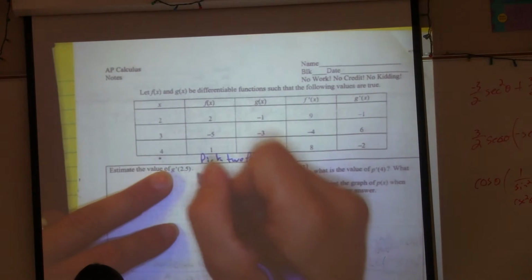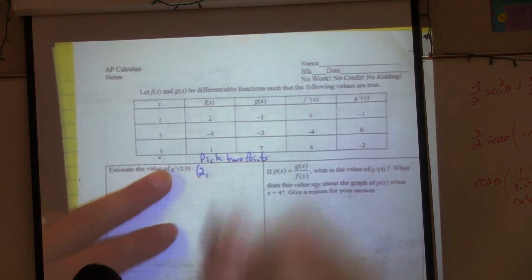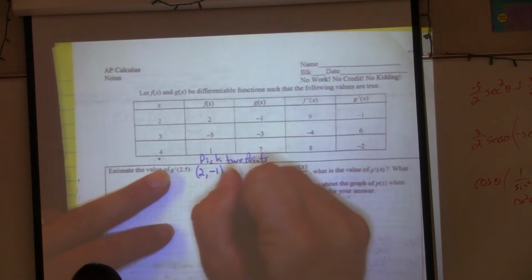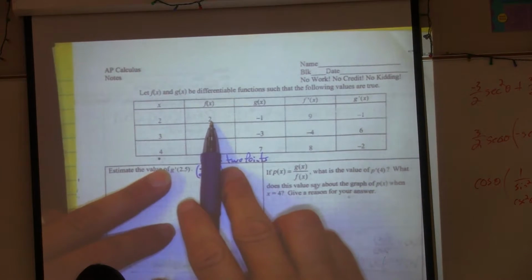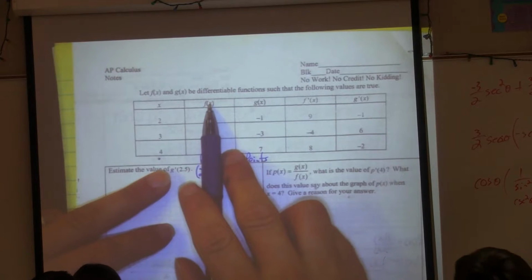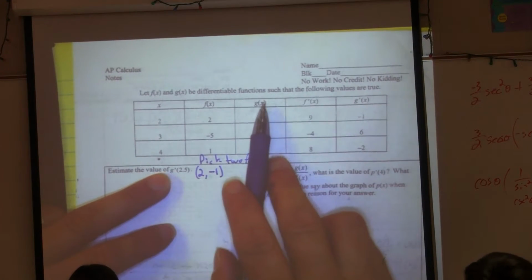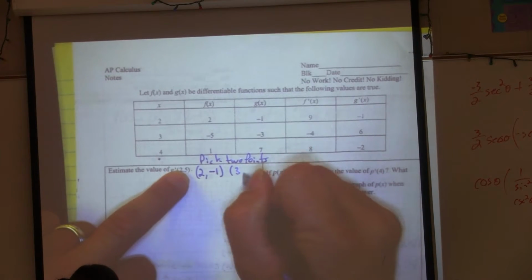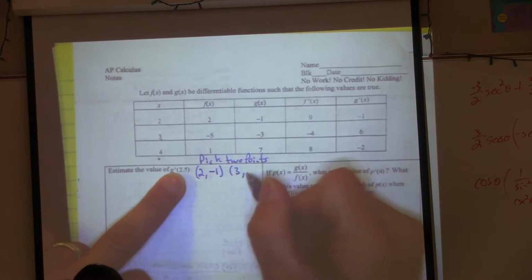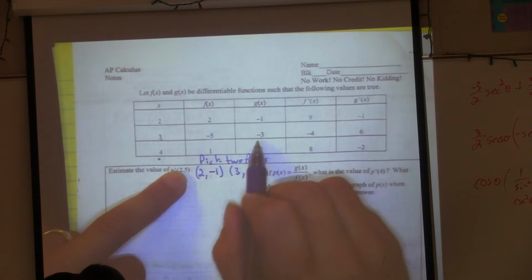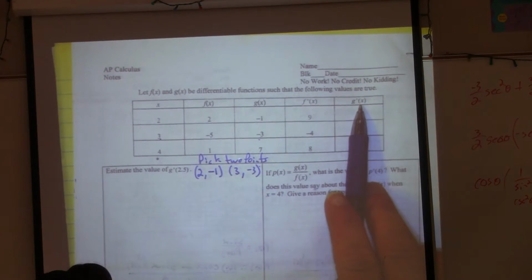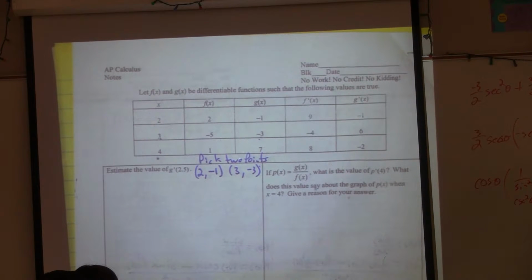2 and 3? Okay, so 2 comma what? -1. Good. How come not 2? Because that's f. Very good. Be careful. Make sure you're using g. And what would be another point close to 2.5? 3 and -3. Not 6 because that's what? That's g prime. That's already a slope.